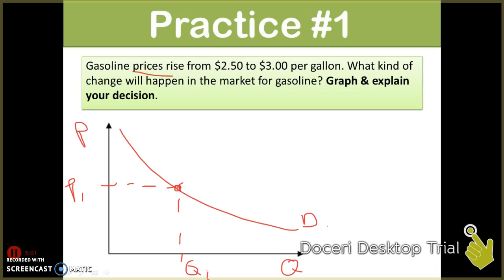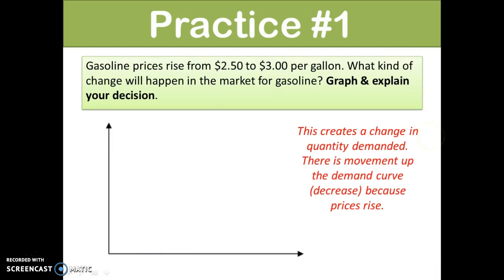And then it says the price rises, and so let's put P2 up here. We hit the curve here, and Q2 will be down here. And so what we have is that our price increased and our quantity demanded decreases. This is our starting point, and we're going to have movement up the curve. And so we describe it this way: this creates a change in quantity demanded. There's movement up the demand curve, which is a decrease because the price rises.